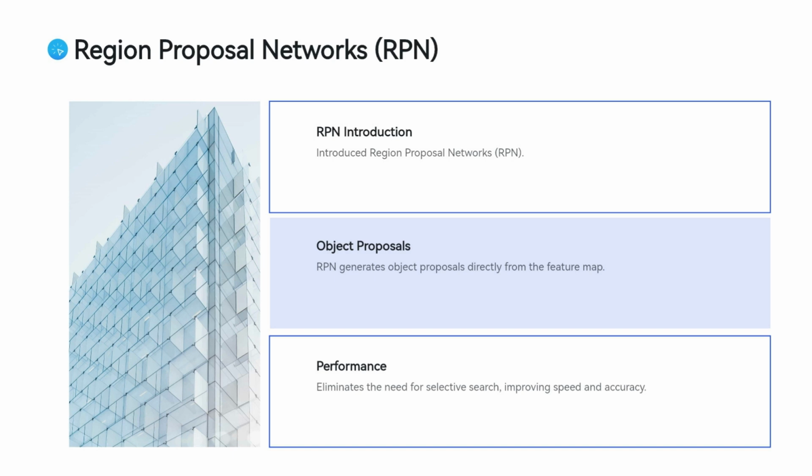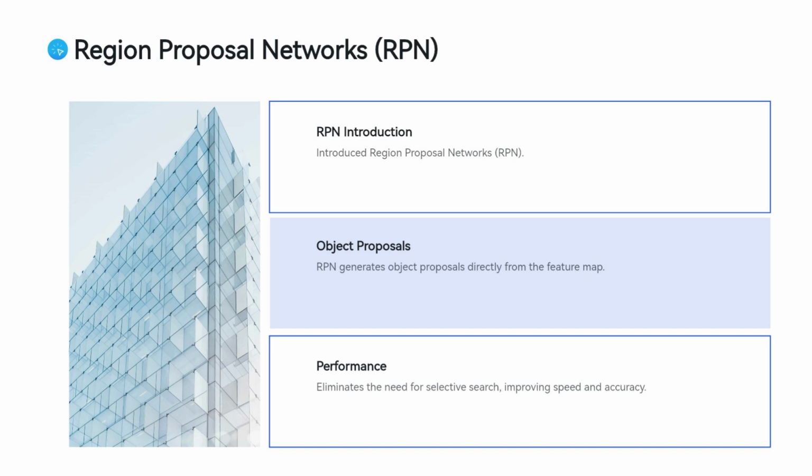The RPN is trained jointly with the rest of the network, allowing the model to learn the best regions to propose for object detection. This approach eliminates the need for external region proposal algorithms, greatly improving both the speed and accuracy of the model. Faster RCNN became the standard for many object detection tasks due to its combination of high performance and efficiency.